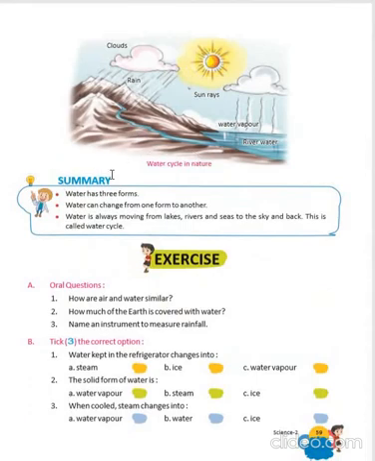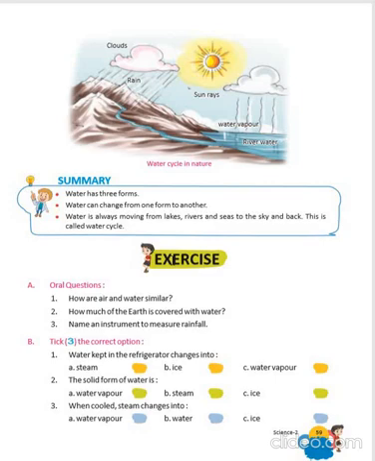Now come to summary. As we all know, water has three forms: solid, liquid and gas. Water can change from one form to another. Water is always moving from lakes, rivers and seas to the sky and back. This is called water cycle.